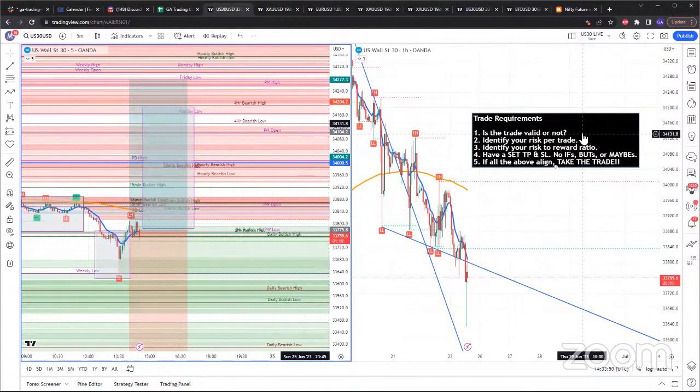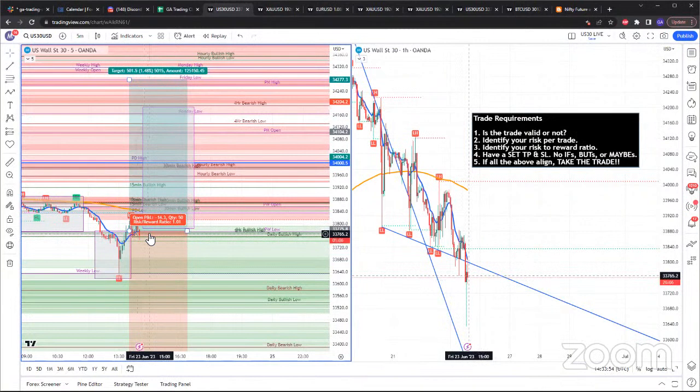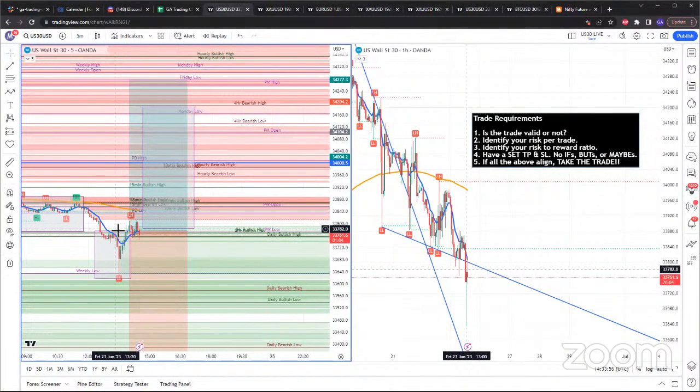So the order block is valid. It is a strategy by itself, so it's part of a strategy. Yeah, I do that. Like this trade we just entered right now, it's purely based off of order blocks. Okay, cool. All right.